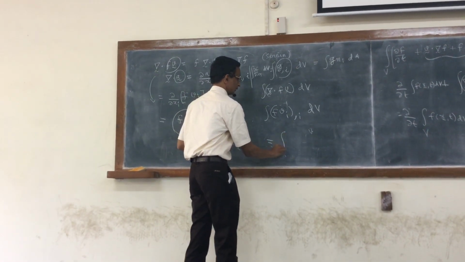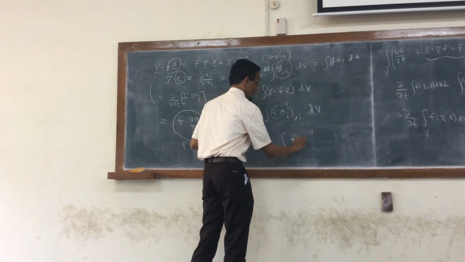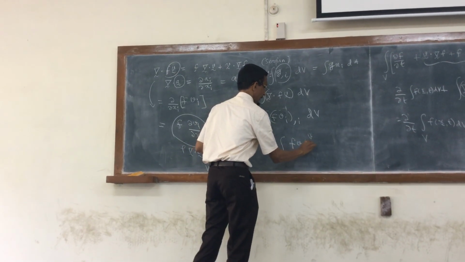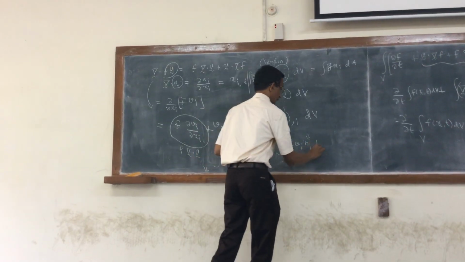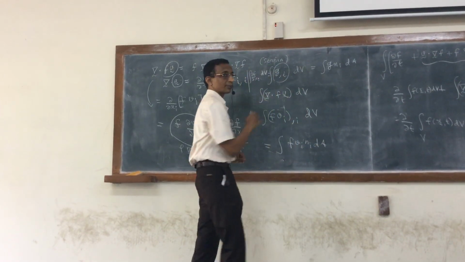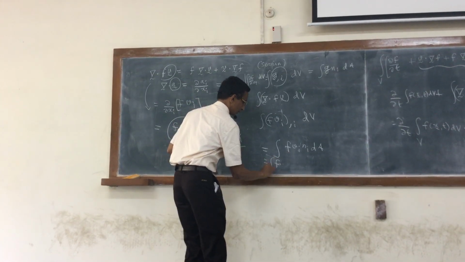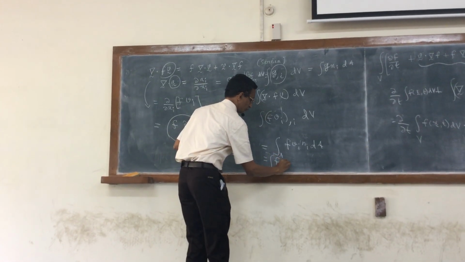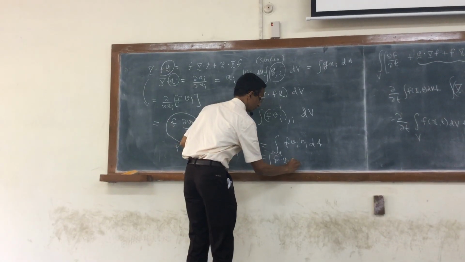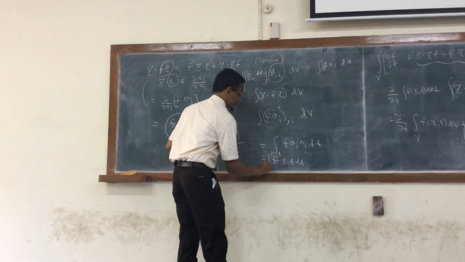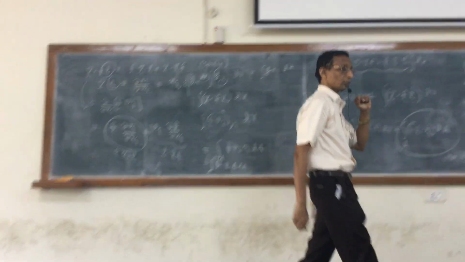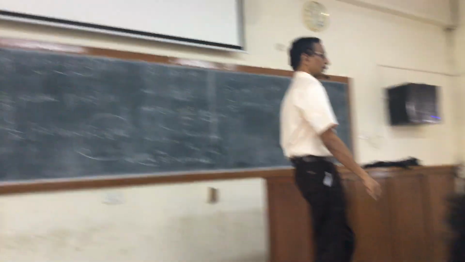So now that is clearly equal to the integral of f b_i n_i dA, that's all. So the g just comes there. You can very clearly see that this is nothing but f b dotted with n dA, and we get the well-known form of the divergence theorem.